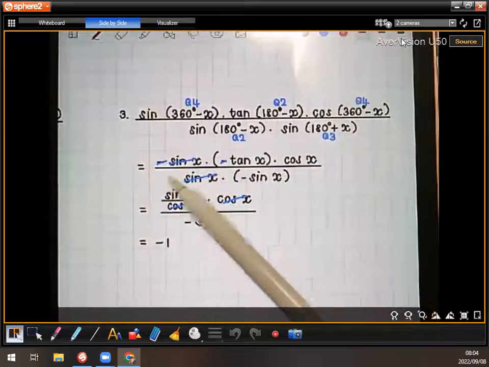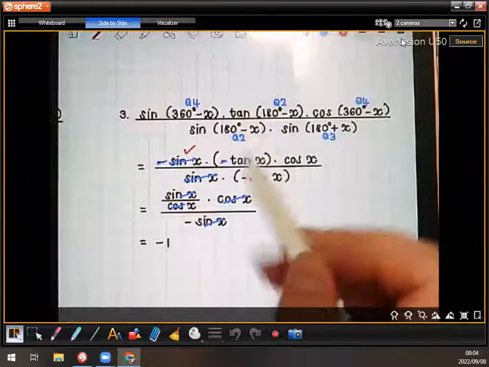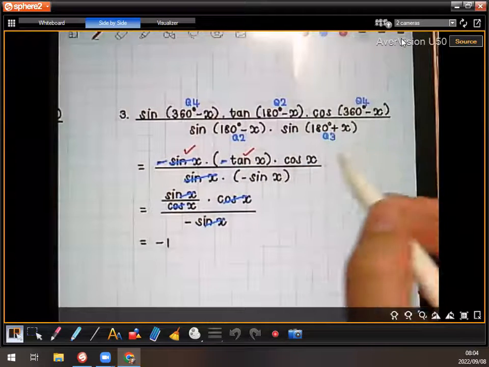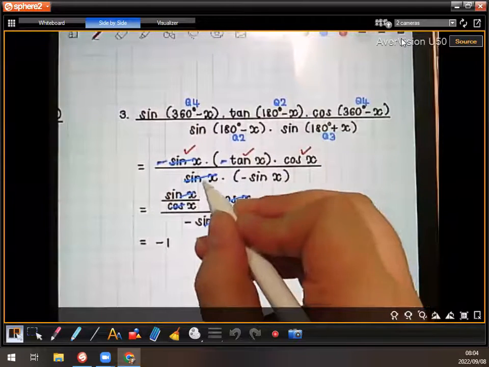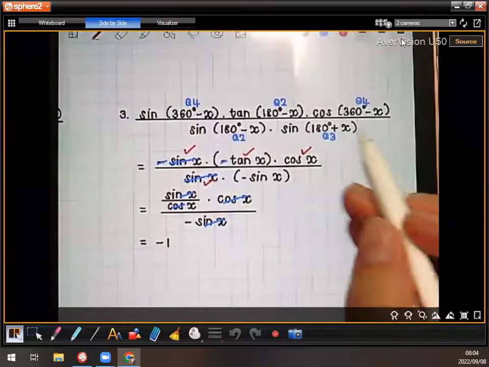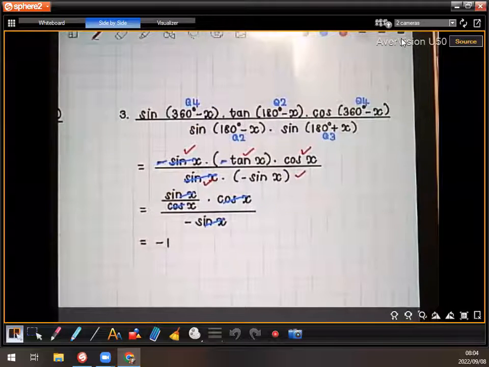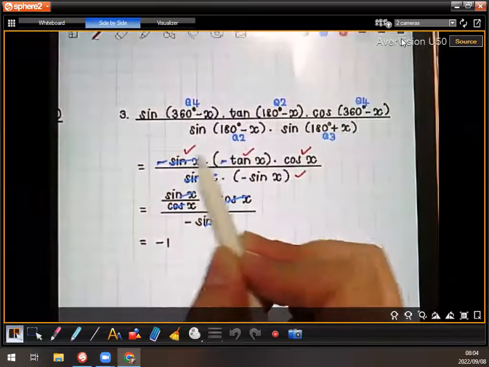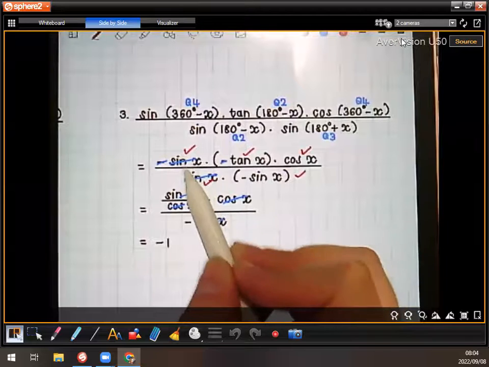The sine in the fourth quadrant is negative, so that's negative sin x. Tan in the second quadrant also negative, so negative tan x. Cos in the fourth quadrant positive. Sine in the second quadrant positive. Sine in the third quadrant negative. And then I was already able to cancel something out. If you look there at that minus and that minus, negative times negative is positive. That sin and that sin I cancelled out.